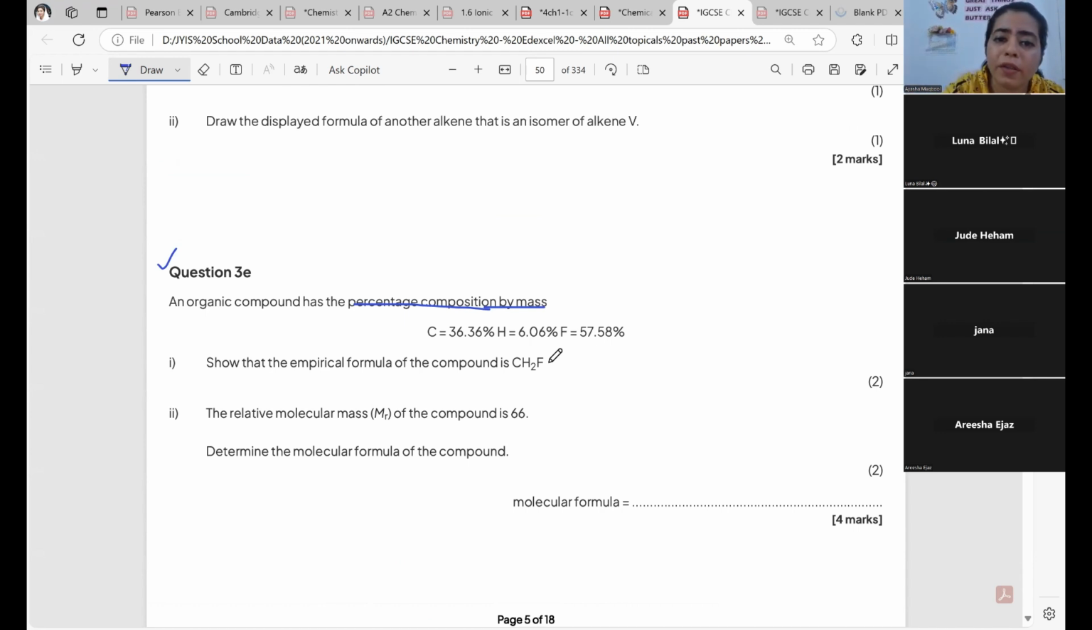Right? So we can write, first of all, step 1 is write the elements, carbon, hydrogen, and fluorine. As you said, the percentages are basically grams. Mass. So 36.36 grams, 6.06 grams, and 57.58 grams. All are grams basically. Now, what is the next step?